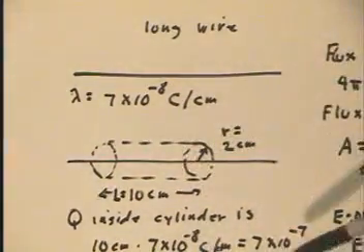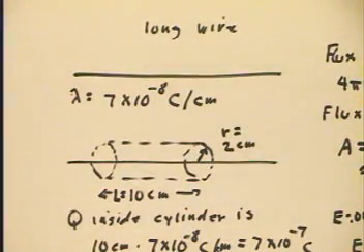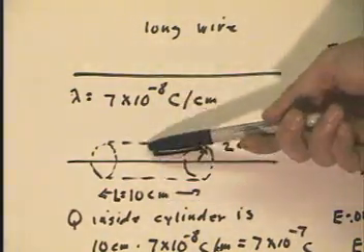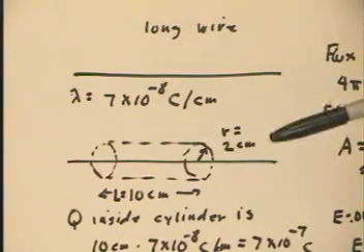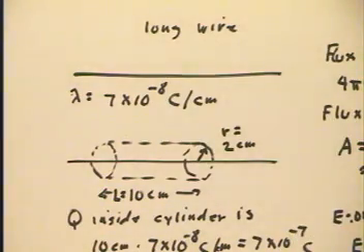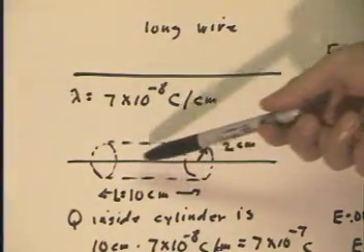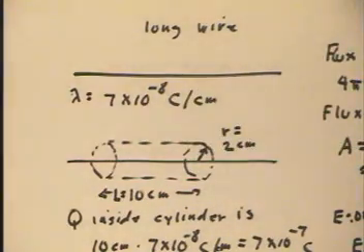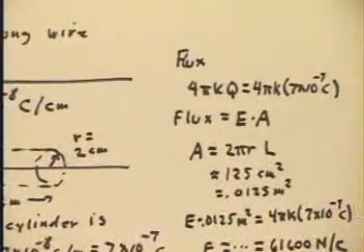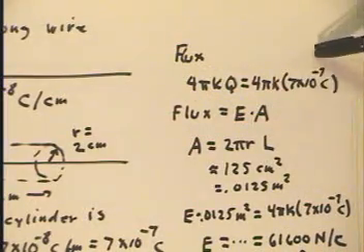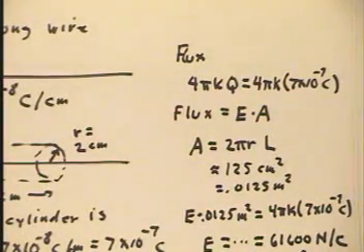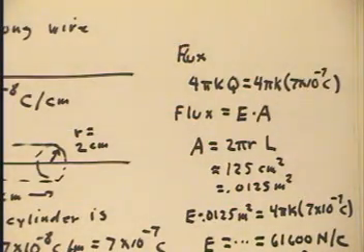If the cylinder encloses 7 times 10 to the negative 7th coulombs of charge, then the total flux through the cylinder has to be 4 pi k times this charge, 4 pi k q. This is the principle that we're using here. So that by finding the charge enclosed inside the cylinder, I can tell what the flux is through the cylinder. So in this case, the flux is 4 pi k q, where q is the 7 times 10 to the negative 7th coulombs. Well, the flux also equals the electric field times the area of the cylinder.